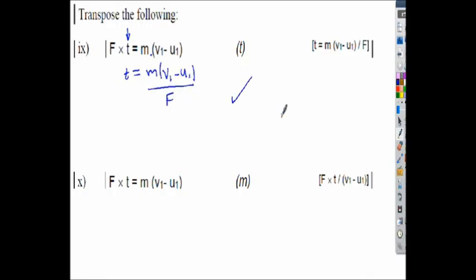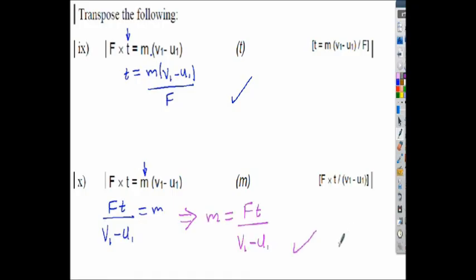And there's my solution. Question 10, I'm given the same equation, but this time I need to make m the subject. So I will simply divide both sides by the bracket to leave myself with the m. So on the next line, that's F multiplied by t, all divided by (v1 minus u1), and that's equal to m. I just simply turn the equation around, and there's my solution.